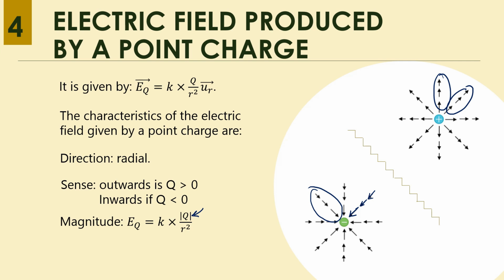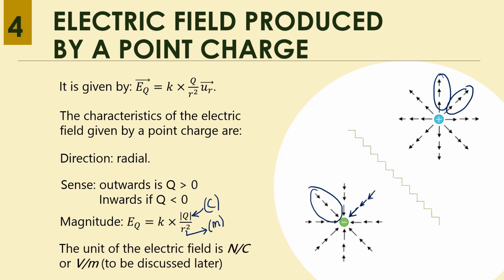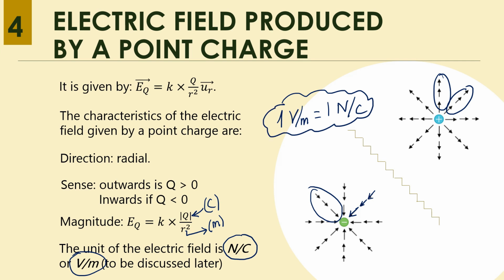Pay attention, units should always be SI units. So r must always be expressed in meters, not centimeters or millimeters. Q is in coulombs. Thus, the electric field would be expressed in newton per coulomb or volt per meter. Keep in mind, 1 volt per meter is equal to 1 newton per coulomb. So whichever unit you prefer to use, feel free to do. However, abide by it throughout the whole exercise.